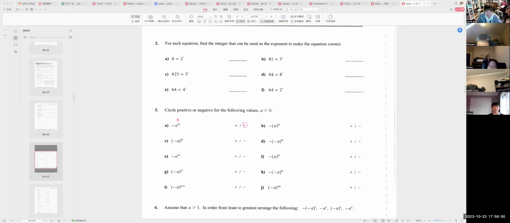Okay, next one, negative A in brackets to the power 30. This time it is positive because you can see a negative number and the power is an even number. And this one is again negative. I don't care whether the power is even or odd because A is positive. So A to the 25 must be positive and negative of a positive number must be negative. And this time it is negative as well because this is a negative number to the 25th power, which is an odd number. So this whole number is negative. So negative A to an even power must be positive. Okay, everybody. So B, D, F, H, J, your turn.